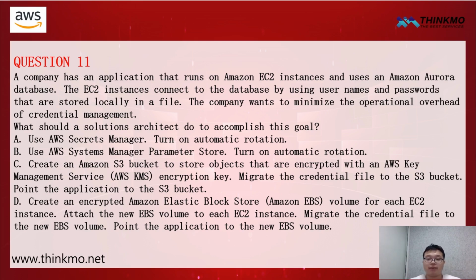Option C is to migrate the credential file to an encrypted S3 bucket. There's no issue with security in this case, but the credentials are still managed manually, so automatic rotation can't be achieved. Option D is to migrate the credential file to our encrypted EBS volume. This changes the storage location, but still doesn't solve the manual operation issue. If manual management isn't addressed, it doesn't fully meet our requirements.